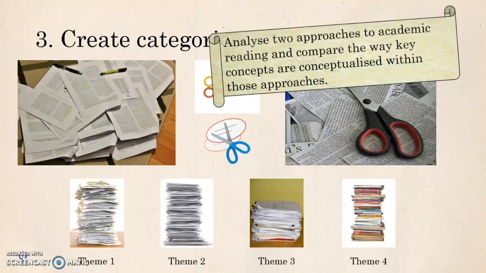Or if we take our particular example, analyze two approaches to academic reading and compare the way key concepts are conceptualized within those approaches. So you might decide that, okay, in the first pile, I'm going to put cutouts that are about key concept 1 in approach 1. Then in the second pile, I'm going to put cutouts that are about key concept 1, but in approach 2 this time. Again, there are no set rules for how you set up your categories. It very much depends on you, how you do that, and also on your topic.